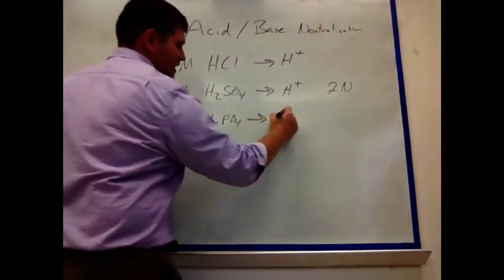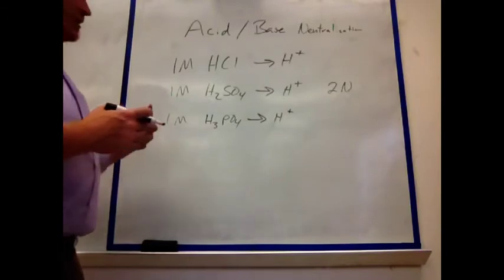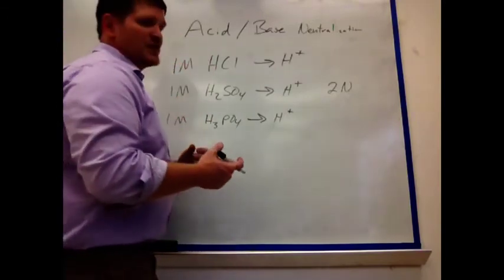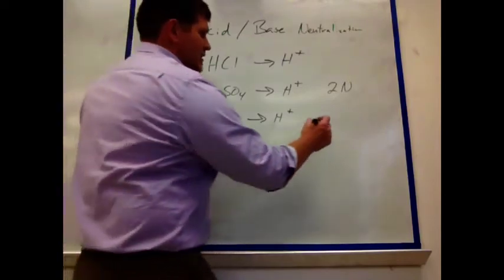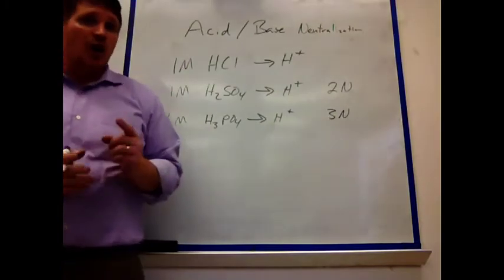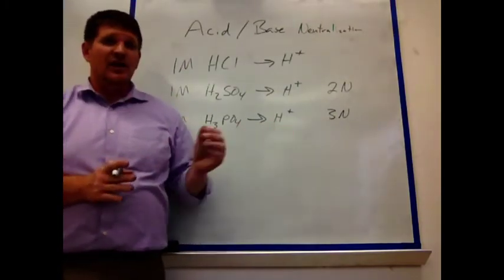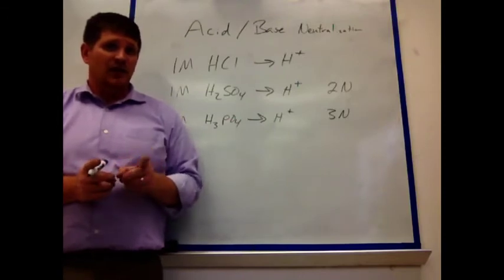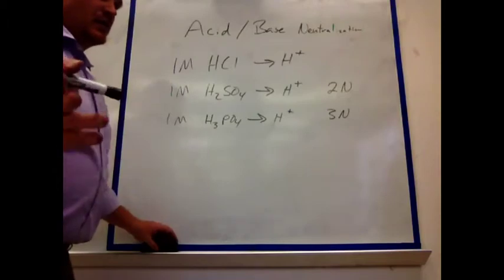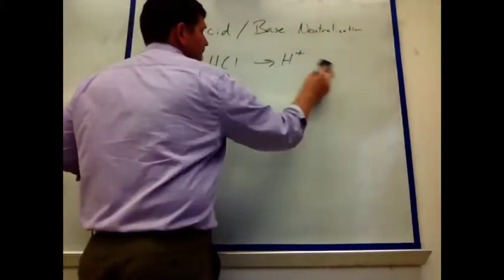Yes, it still produces H, but the H's now, instead of making 1 times or 2 times, it's now 3 times as much, or 3 equivalents of H. So that would make it 3 normal. So our equivalence times our molarity will give us normality. Again, it's going to be very beneficial when we're doing neutralization equations. Okay, I can do the same thing with bases.